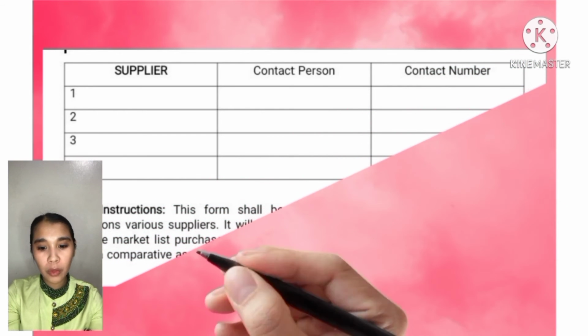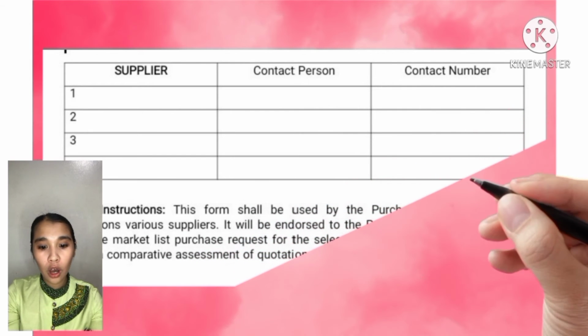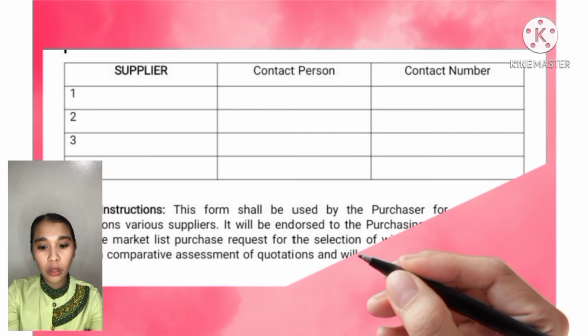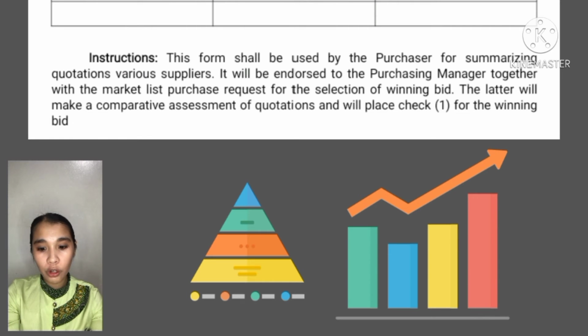Then this form shall be used by the purchaser for summarizing quotations of various suppliers. It will be endorsed to the purchasing manager together with the market list or purchase request for the selection of winning bid. The latter will make a comparative assessment of quotations and will place a check for the winning bid.